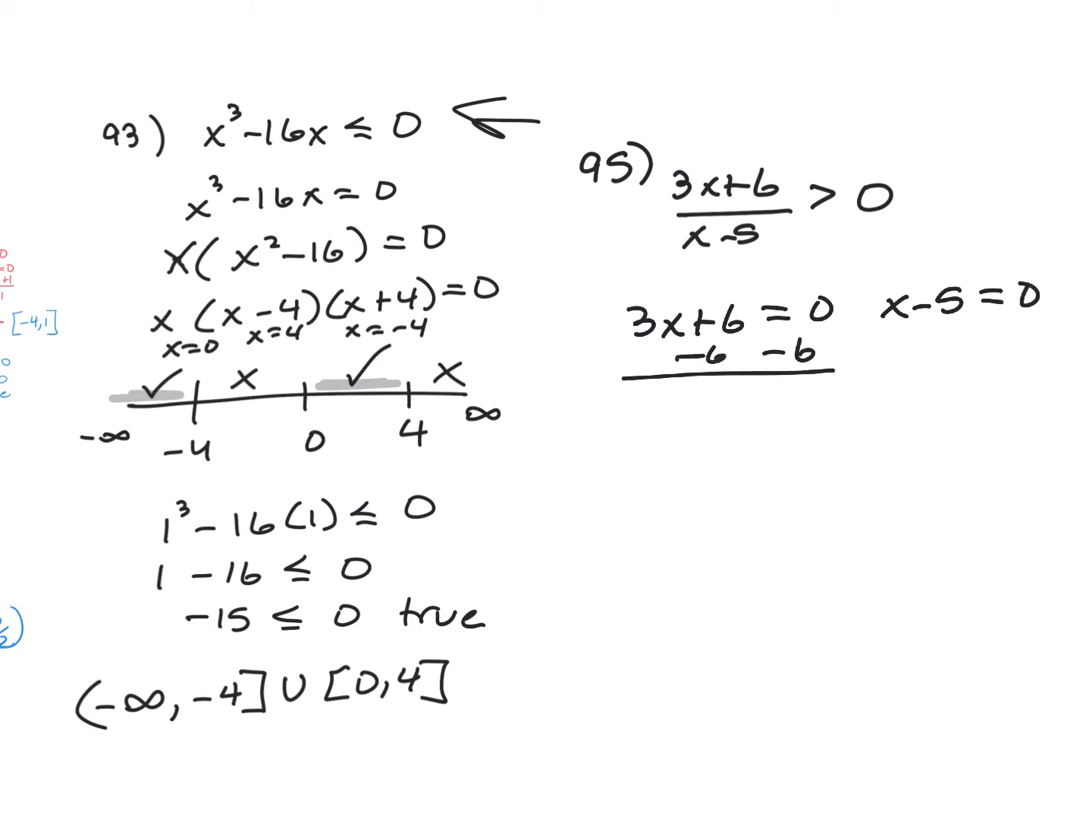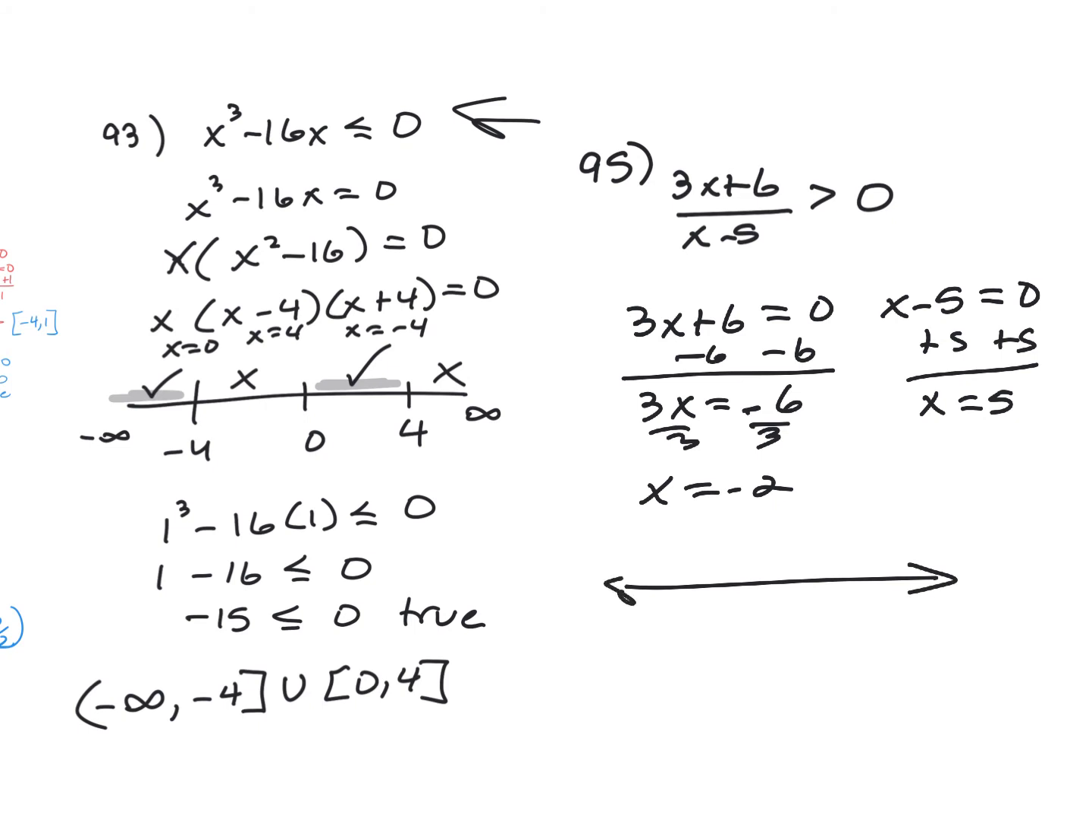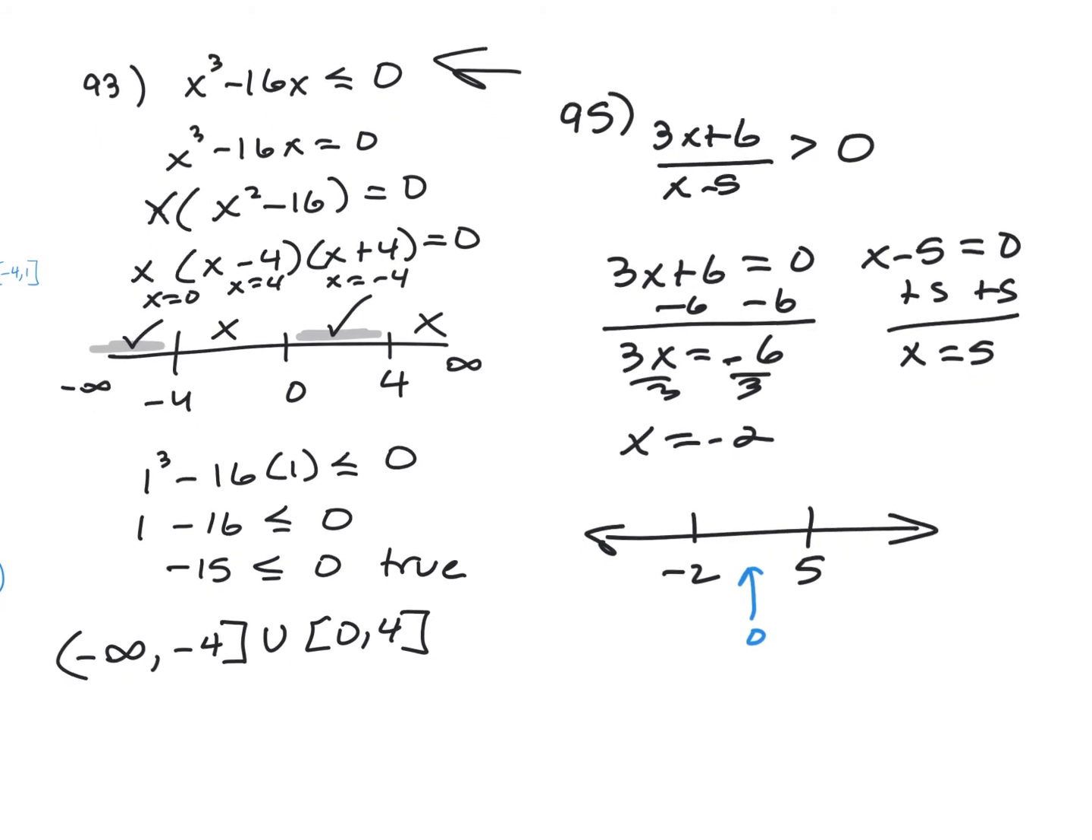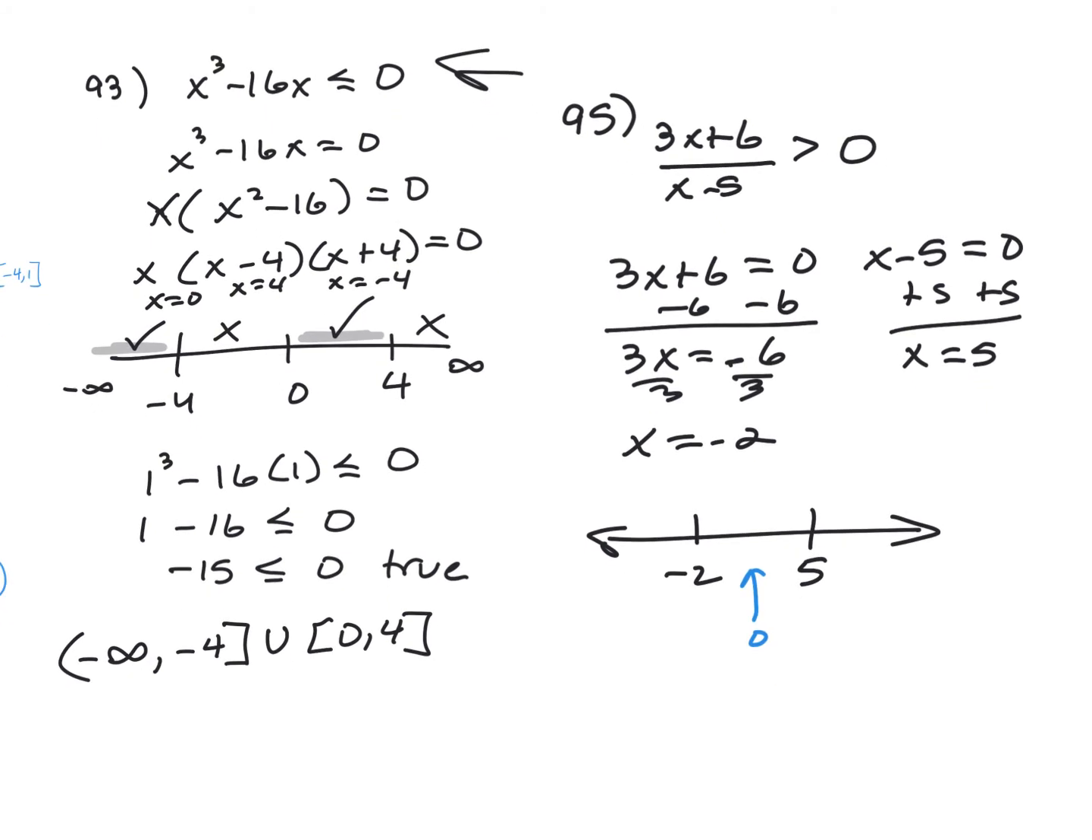Subtract 6. 3x equals negative 6. Divide by 3. X equals negative 2. Add 5. X equals positive 5. So let me add these to my number line. This time I can use 0 to check, and it's located in between a negative and a positive number. I'm going to plug in 0 to the original.